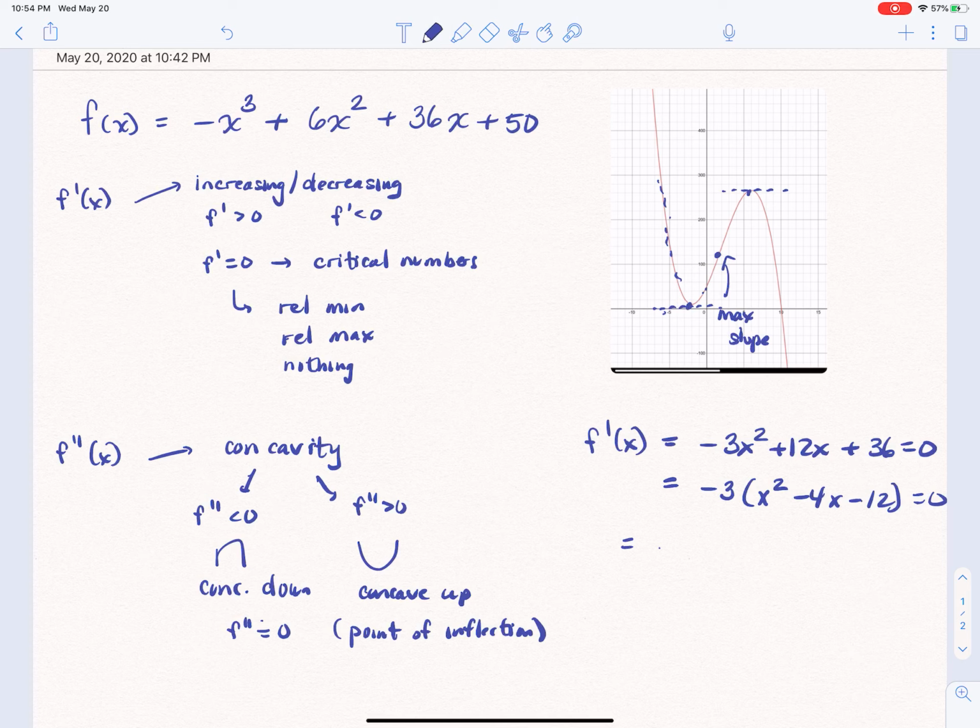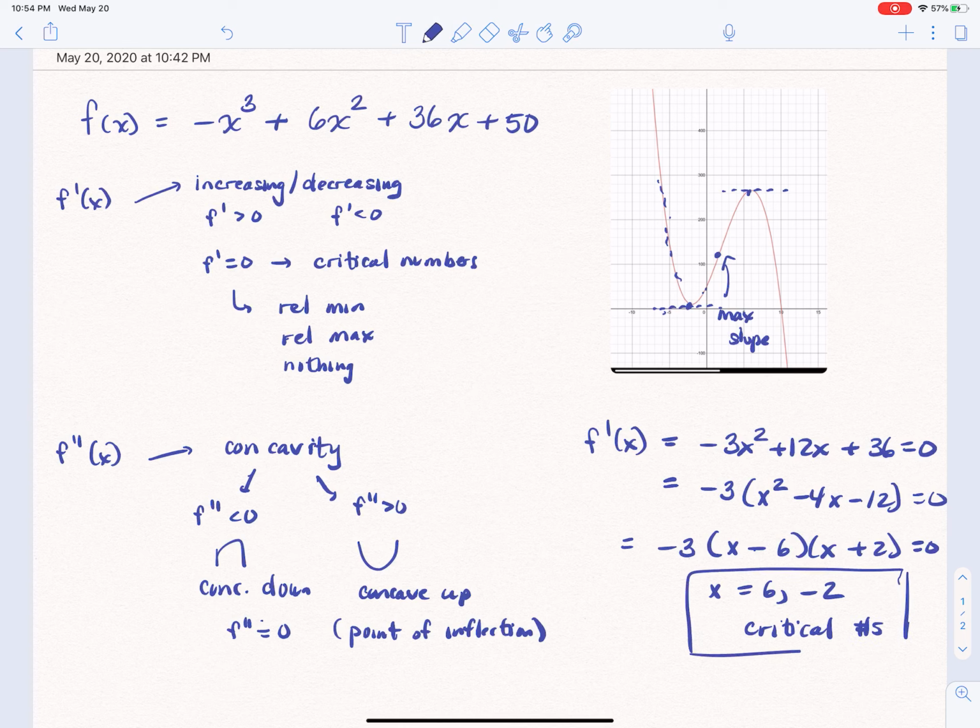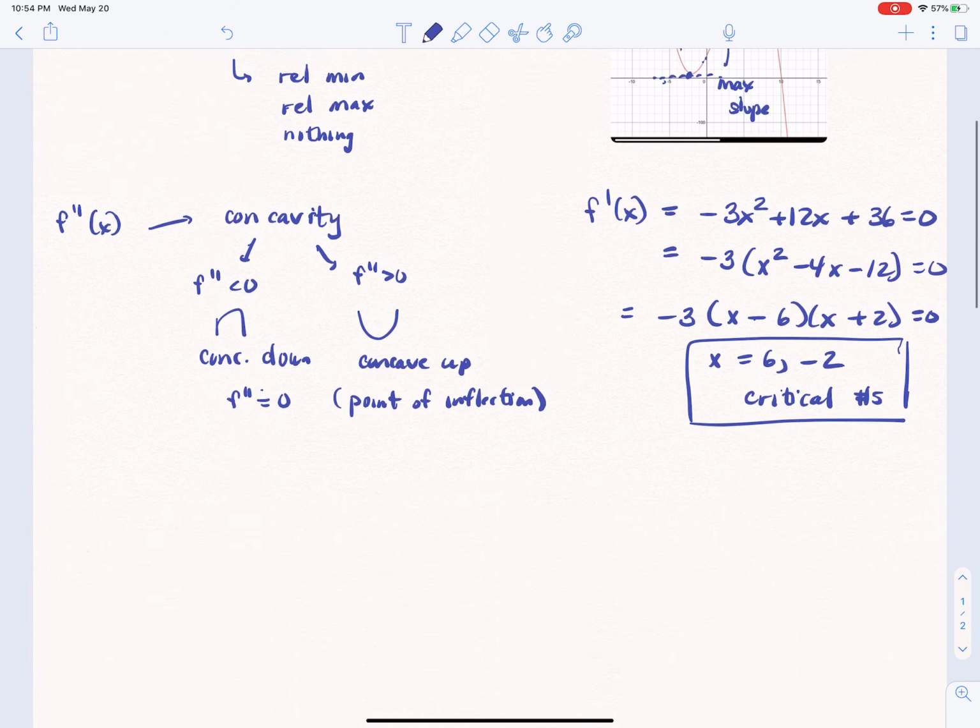And then the easiest way is to factor. Now, of course, if you can't factor the quadratic, you can always use the quadratic formula and at least get approximate solutions. So we know that factors as x minus 6 times x plus 2. And that means right away that x is either 6 or negative 2, and those are my critical numbers. Now, keeping the graph in mind up there, it looks like the max occurs at 6 and the min occurs at negative 2. But again, our analysis is going to tell us this.